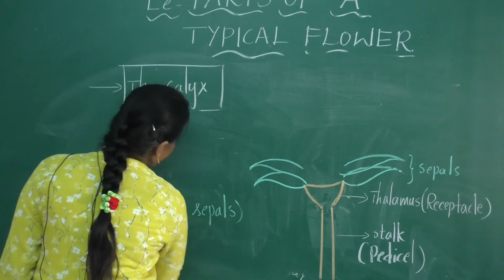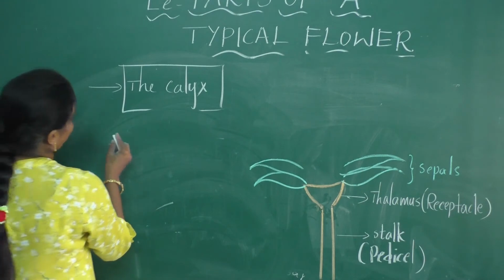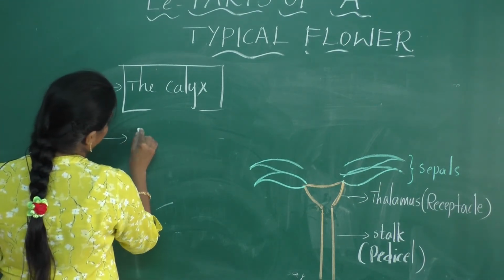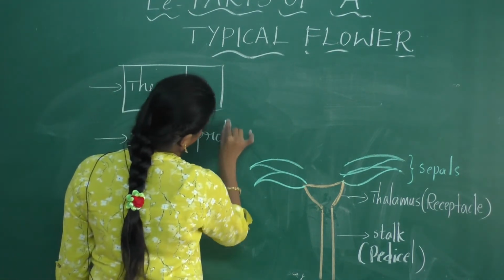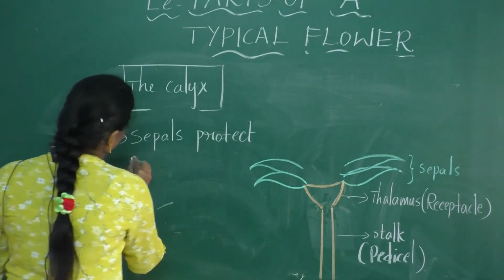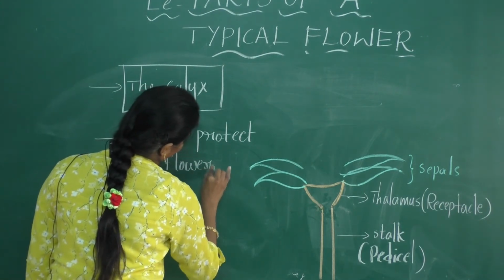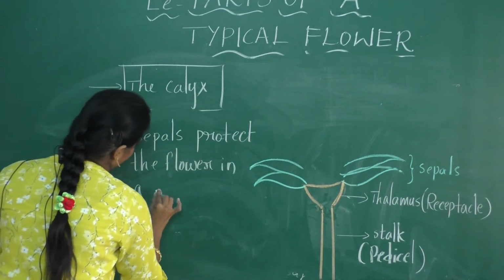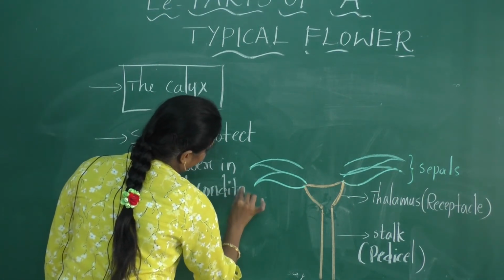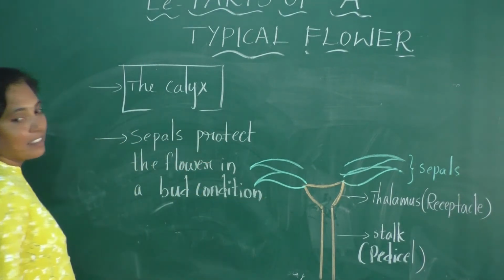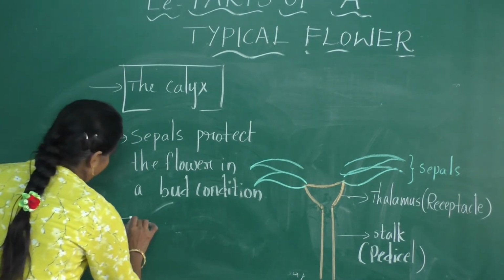So, what is the function of the sepals in a flower? Sepals protect the flower in a bud condition. The flower first starts with bud, no? At that time, sepals protect the flower in a bud condition.